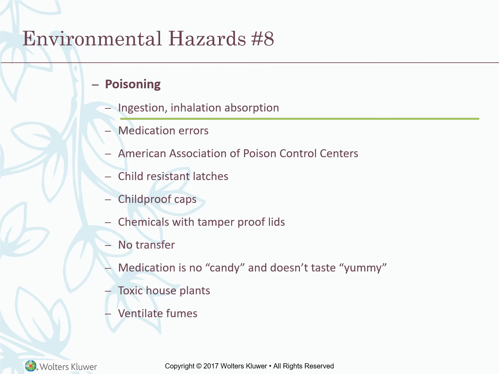The toll-free Poison Help number provides immediate access to an expert at a poison center with answers to questions about poisons and poisonings. And the Poison Help number is 1-800-222-1222.